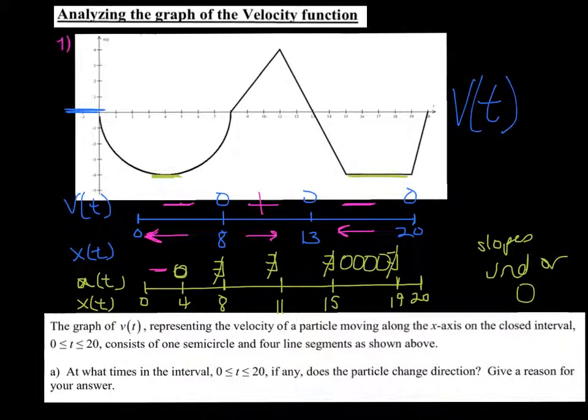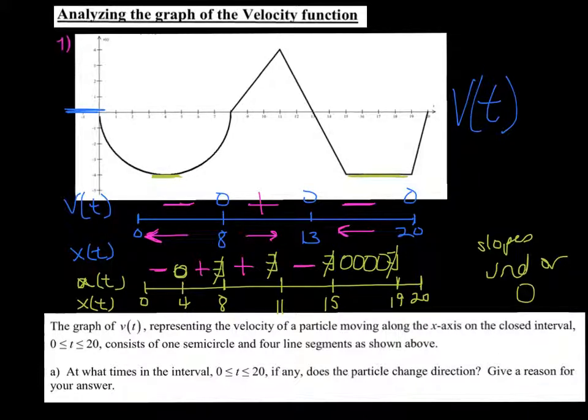Okay, between 4 and 8, what is the graph doing? Between t equals 4 and t equals 8, I would say that the graph is increasing. So I'm going to go ahead and put a plus sign here. Between 8 and 11, I would again say it's positive. Then between 11 and 15, it's negative that whole time.